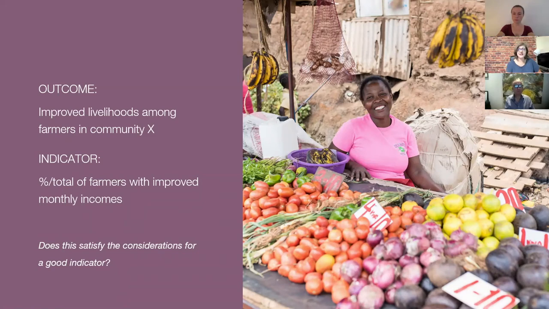I'd like to look at this indicator and have you provide your feedback. What do you think of this indicator against the outcome of improved livelihoods among farmers in community X? The proposed indicator is the percentage total of the farmers with improved monthly incomes. What do you think about that indicator? Do you think it satisfies the considerations for a strong indicator?